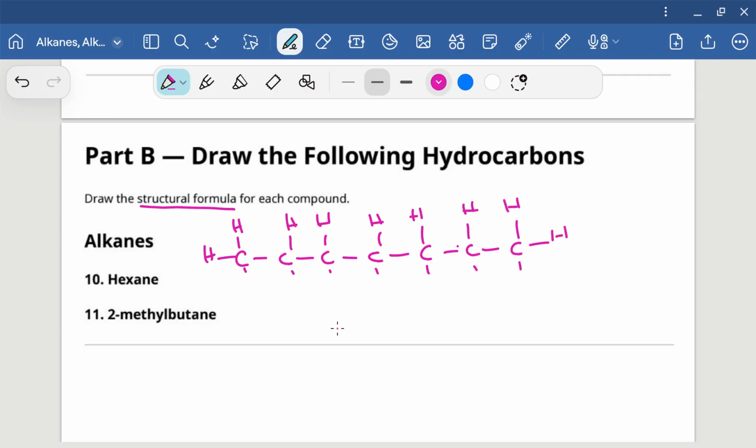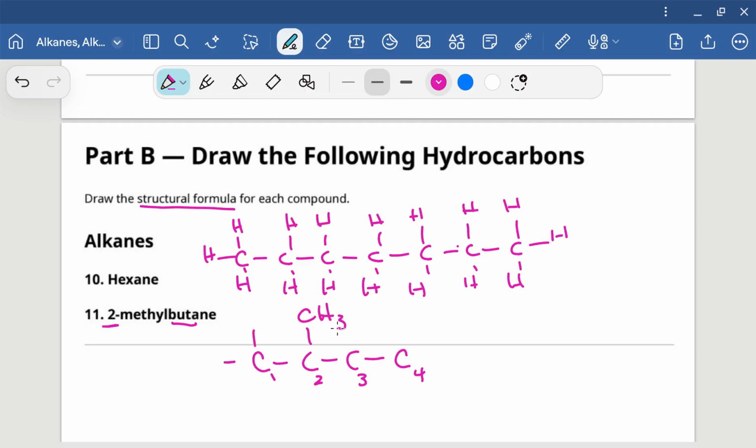The next one, when I'm looking at 2-methylbutane, I look at my root word first, which is but, which means 4 carbons in your longest chain. And then on carbon 2, so you number your carbons from left to right or right to left, but on carbon 2, you would put a methyl group, and then you would saturate it with hydrogens. So once you've done placing your methyl group, you want to fill in all your hydrogens.